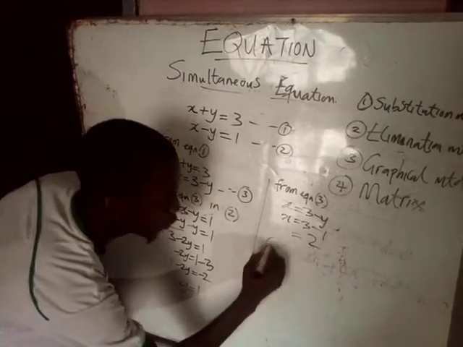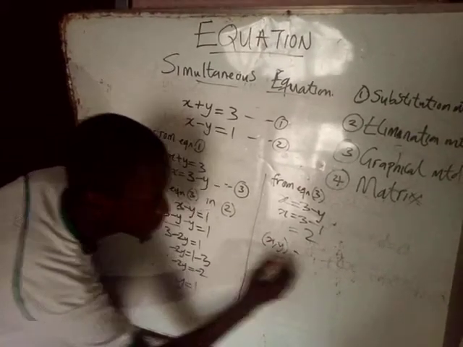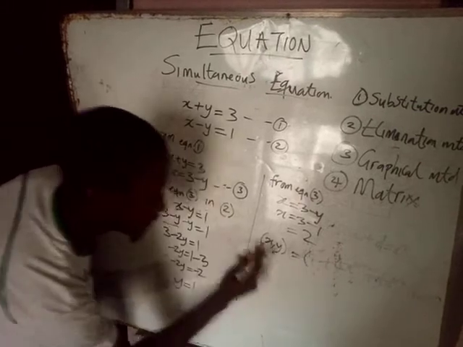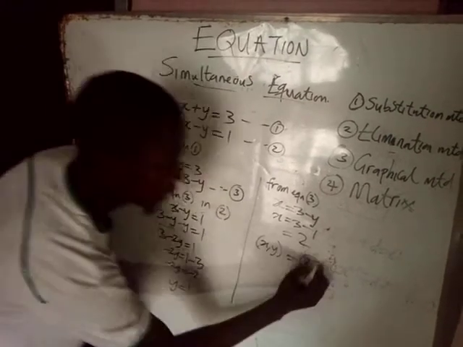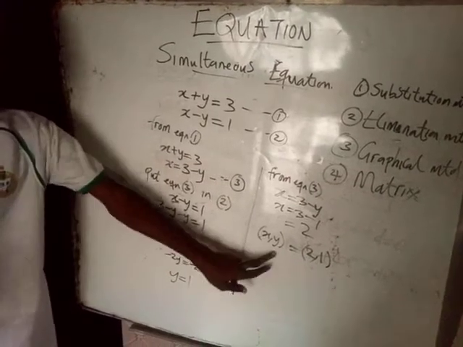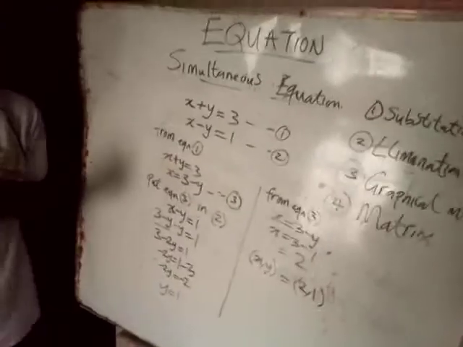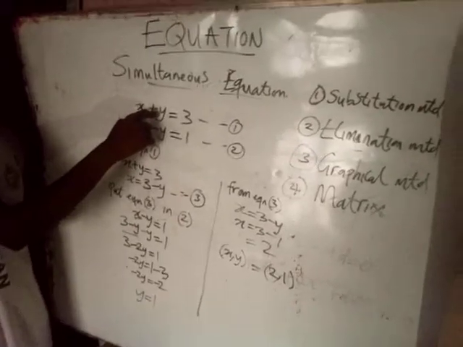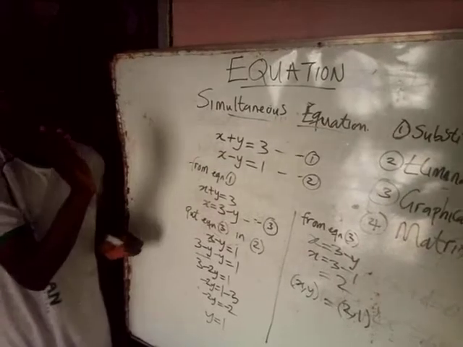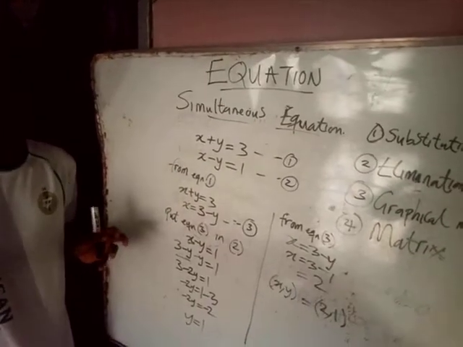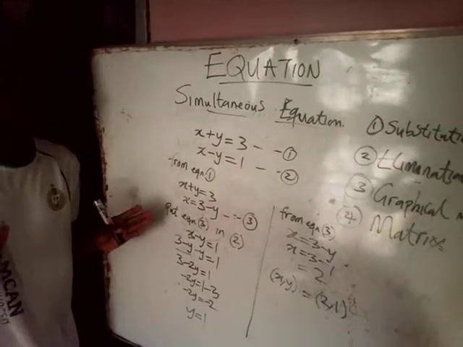So our (x, y), the meaning of this: what is our x? 2. What is our y? 1. That is the meaning of this. x is 2, y is 1. If you want to confirm, 2 plus 1 is 3, 2 minus 1 is 1. Is it clear?